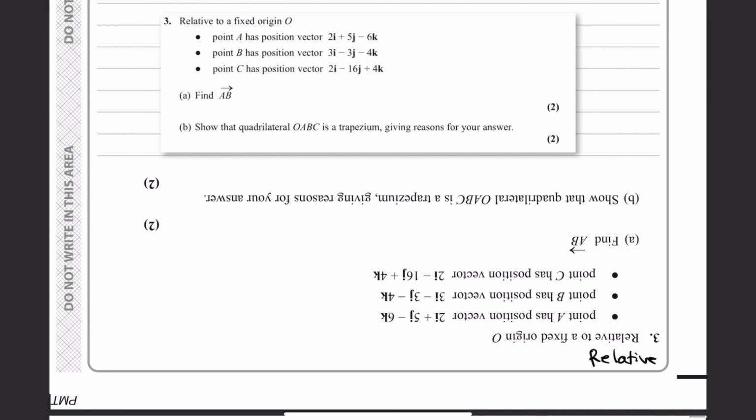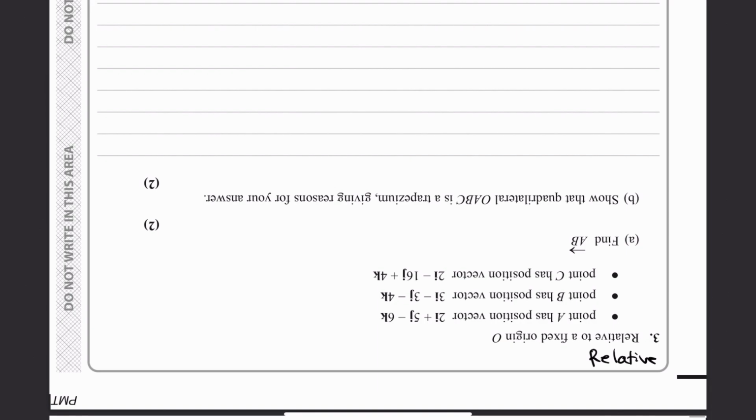Relative to a fixed origin. Point A has position vector 2i. I'm just going to write these next to this because I will not be able to use them later otherwise. So 2i plus 5j minus 6k.